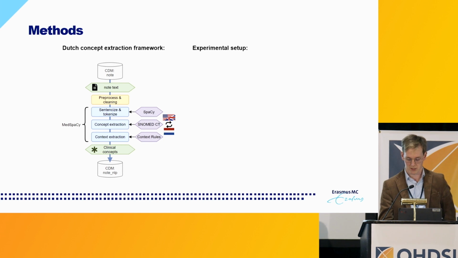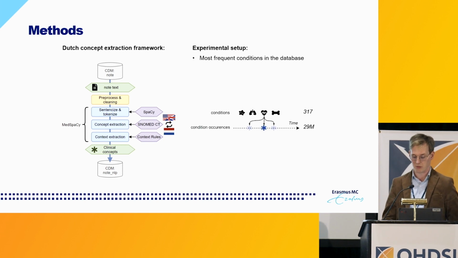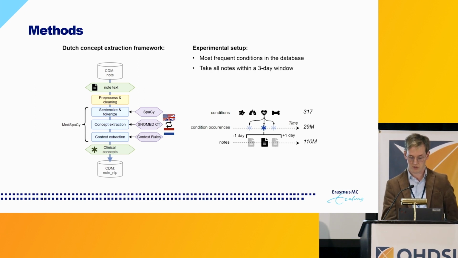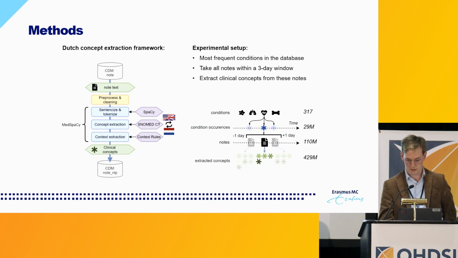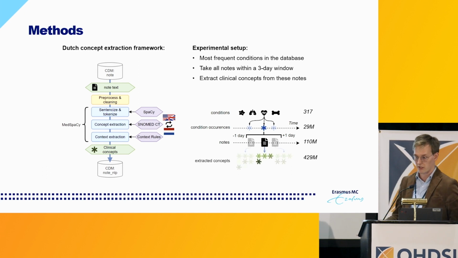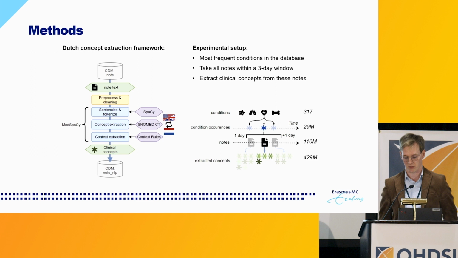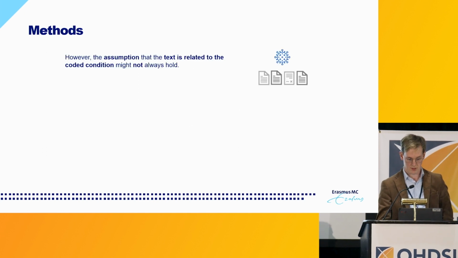Now, for the experimental setup, we looked at the 300 most frequent conditions in the database. For all these conditions, we took all the condition occurrences for all the patients, so that's around 30 million occurrences. Then we took all the notes within a 3-day window around these occurrences, so that's 110 million. Then we extracted all the clinical codes from these notes. That ended up being 430 million extracted concepts.